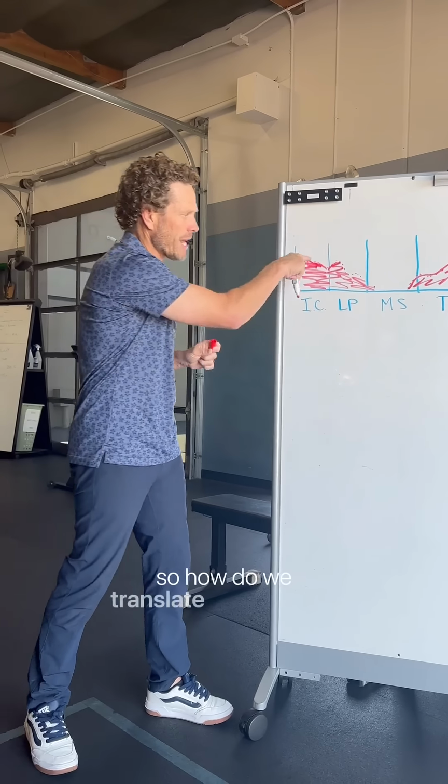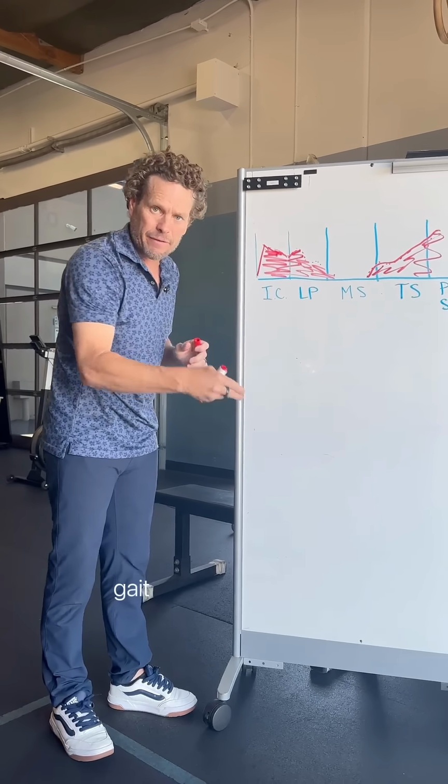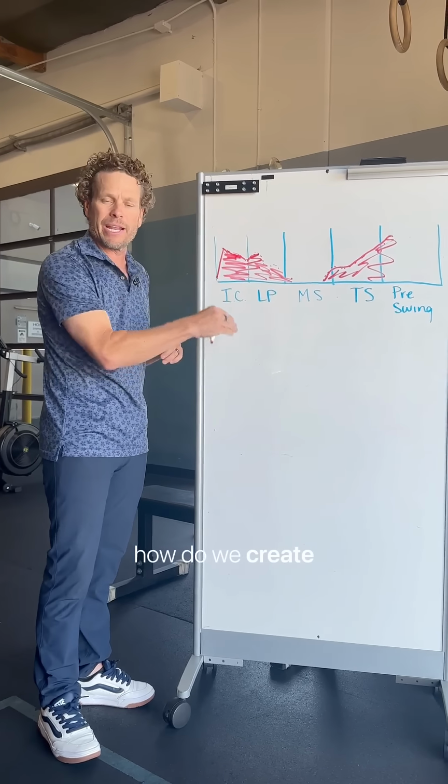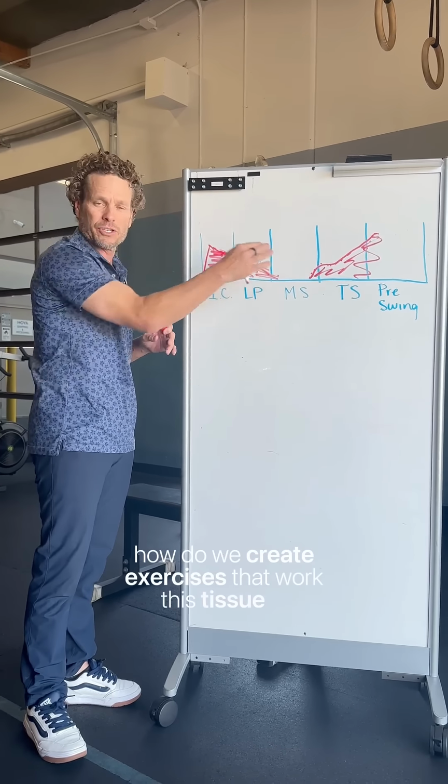So how do we translate this concept, gait, function, sprinting, running, cutting, change of direction? How do we create exercises that work this tissue in the right way?